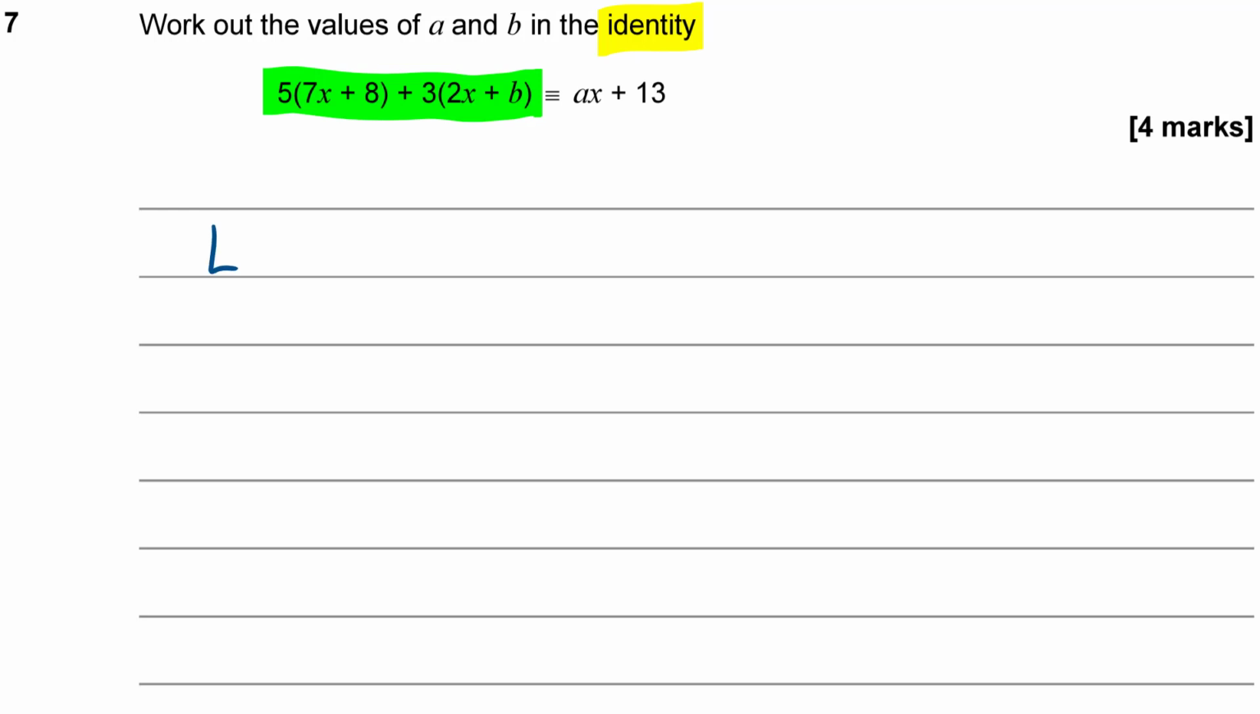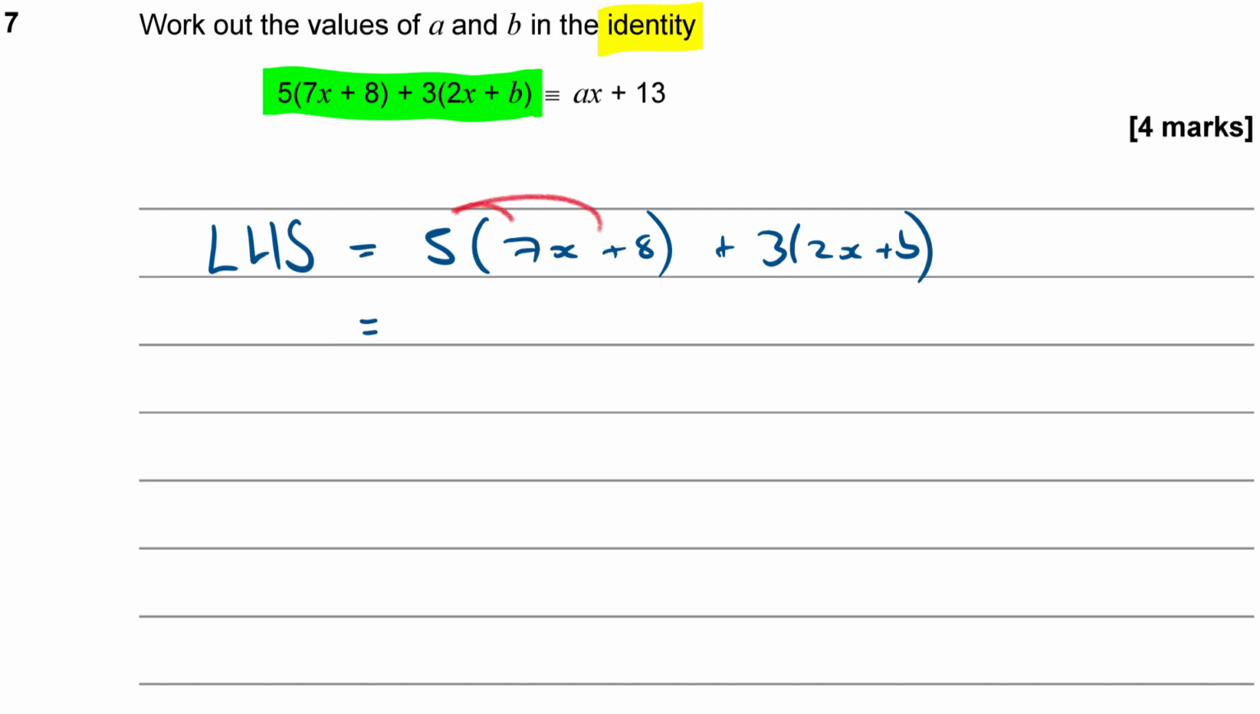So I'm going to write down LHS for left hand side, and that is 5 lots of 7x plus 8 plus 3 lots of 2x plus b. Okay, so we're just going to work on one side. We're not going to move things over. You'll get confused if you do it that way. So first off, let's simplify it by multiplying out the brackets. The number outside the bracket gets multiplied by everything inside. So 5 times 7x is 35x, and 5 times 8 is 40. And the second bracket, 3 lots of 2x is 6x, and 3 lots of b is 3b.